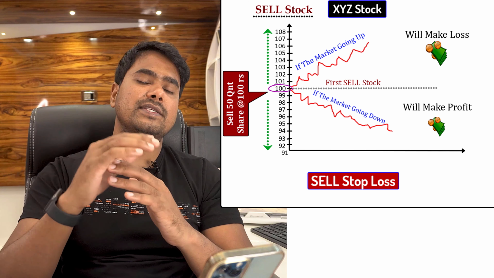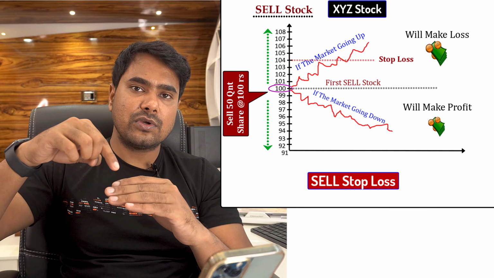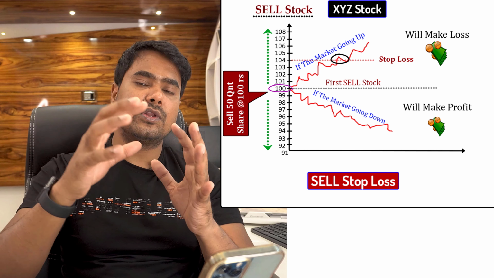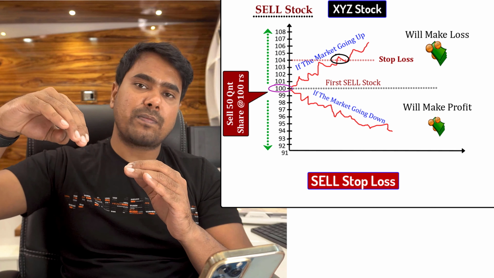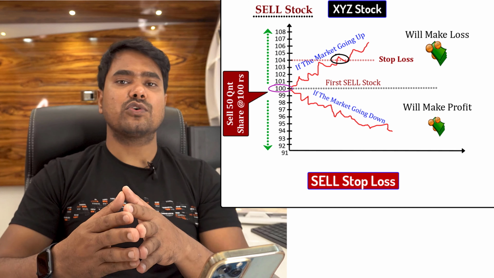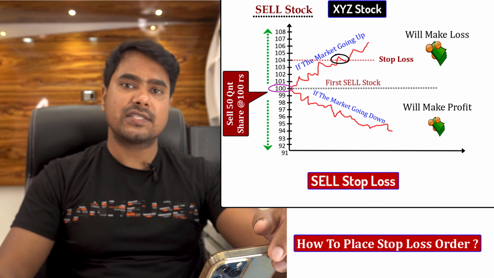So say you want to place a sell stop loss order at rupees 104. Whenever the price goes up and touches 104, your position will be squared off, and if the stock price goes up further, you won't be making any more losses. So let's open the Zerodha Trading Terminal. Over there I will show you how you can place a stop loss order.